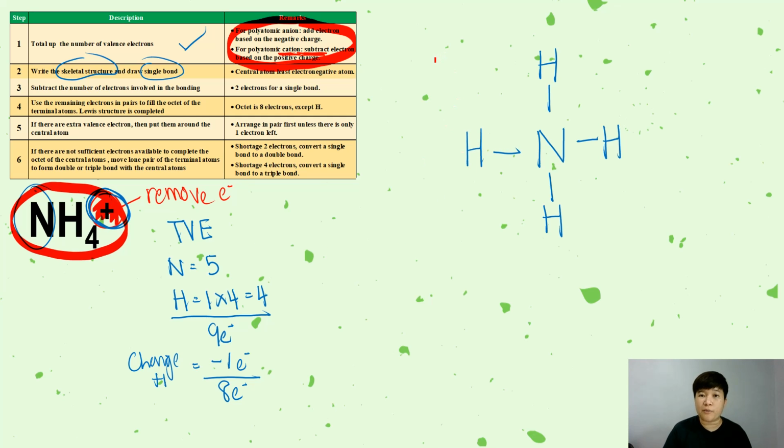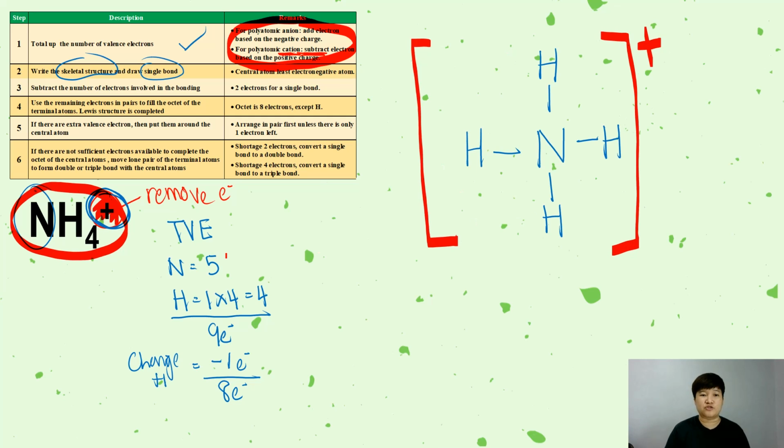How to draw the positive charge in your Lewis structure? Simple. Bracket, square bracket, and then a positive charge. That's how we draw the positive charge in your Lewis structure. Okay? For a cation Lewis structure or for an anion Lewis structure, remember to put the bracket and the charge. Okay? Then only we proceed.